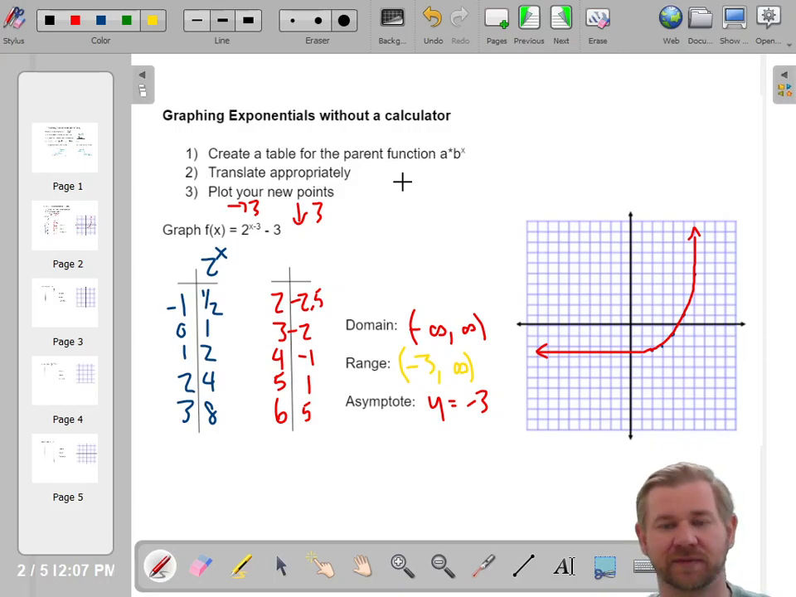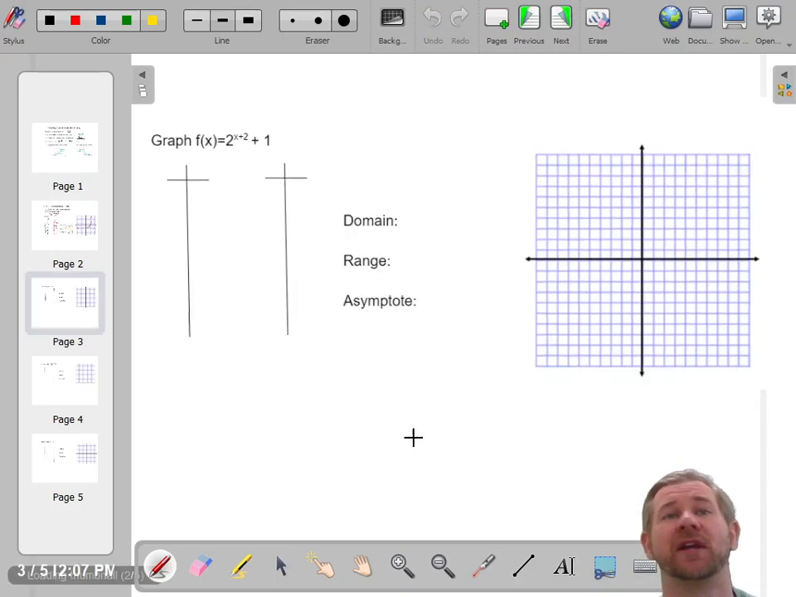It never gets to negative 3. And it goes to infinity, but you can't count to infinity, so that's always parentheses. That's pretty much it. Let's try another one.